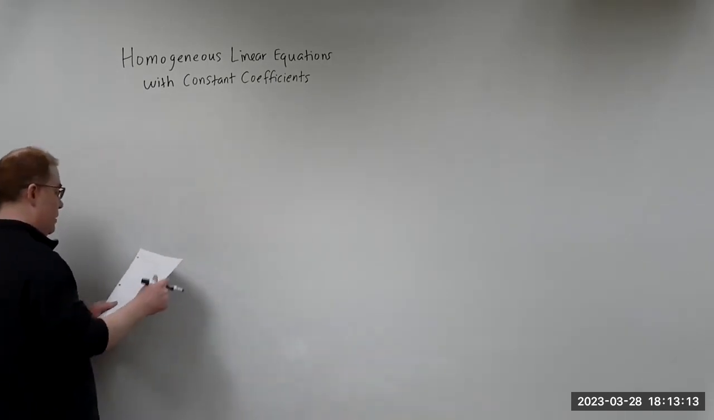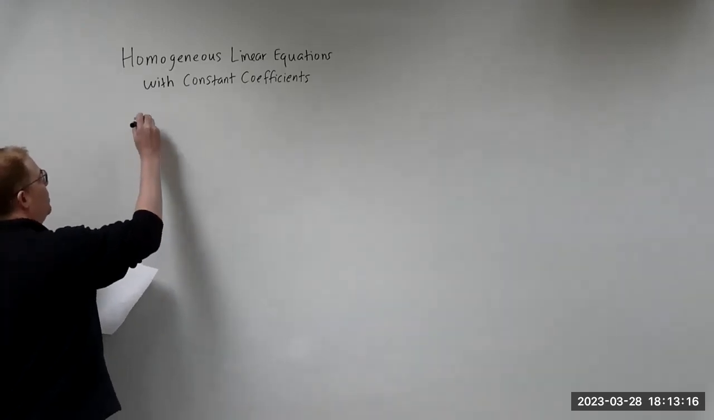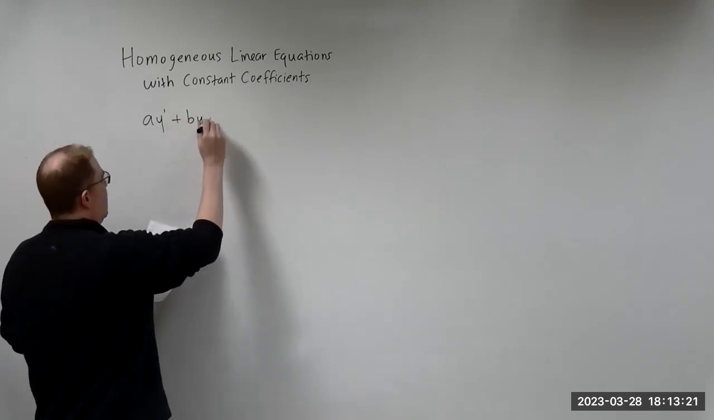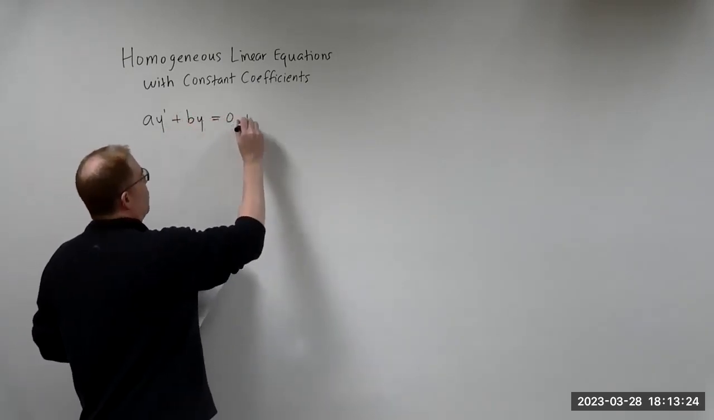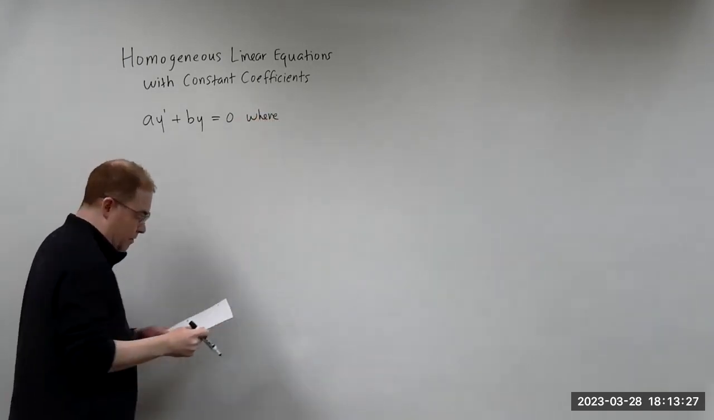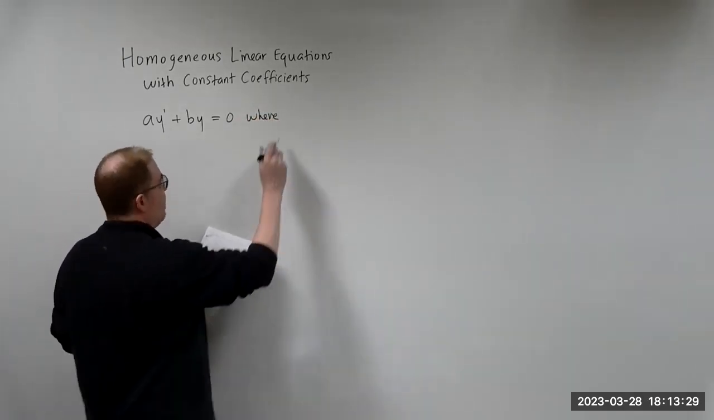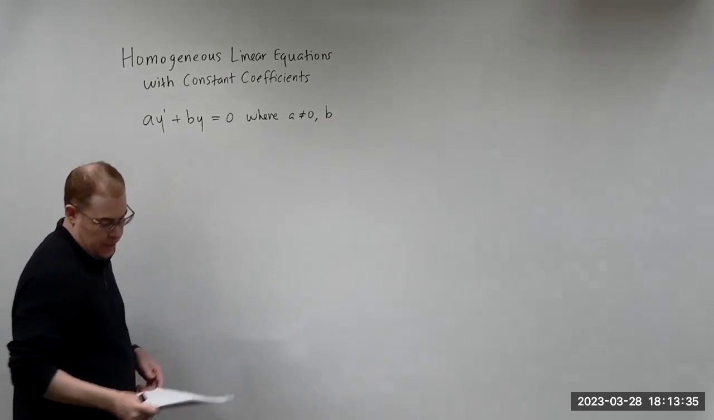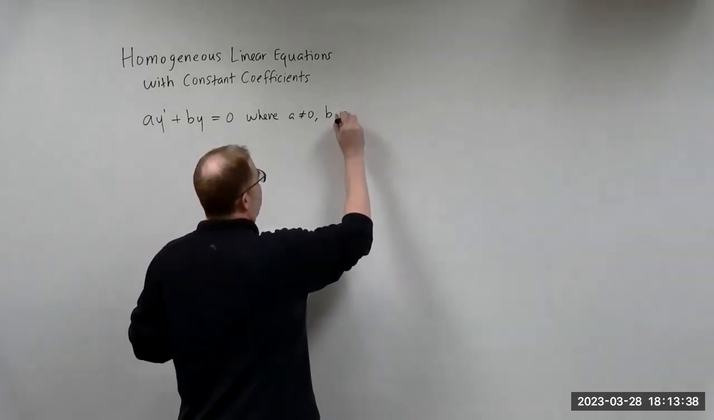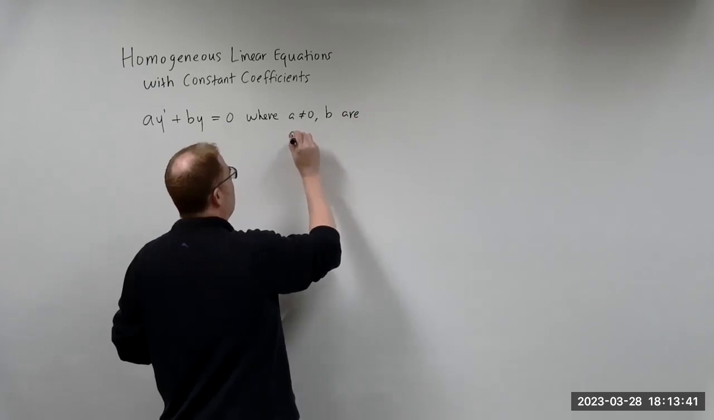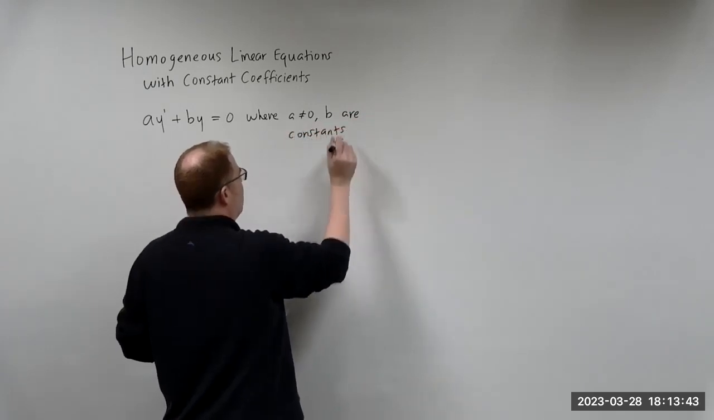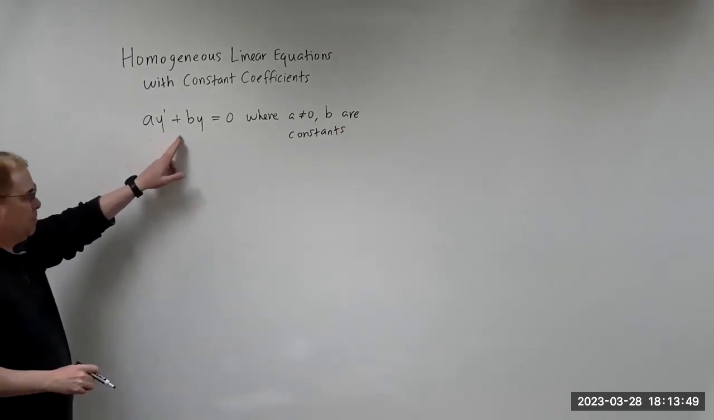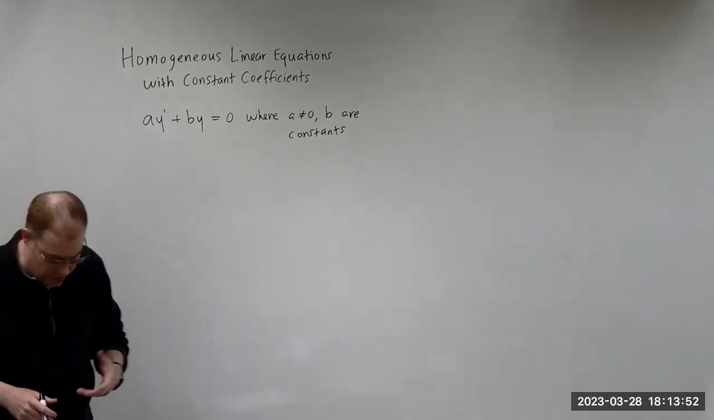Let's say we have the following differential equation here. So let's say we have a times y prime plus b times y equal to zero, where we have certain conditions on a and b, that is, a is not equal to zero, and a and b are both constants. All right, so this type of differential equation is basically a first order homogeneous differential equation.